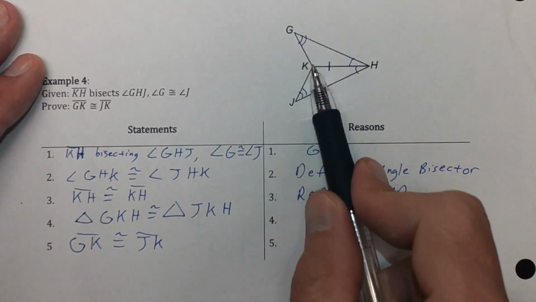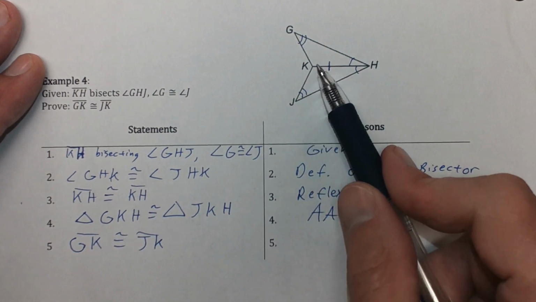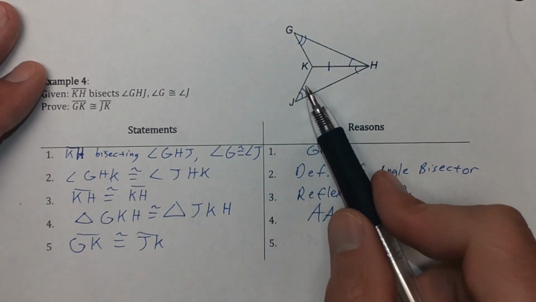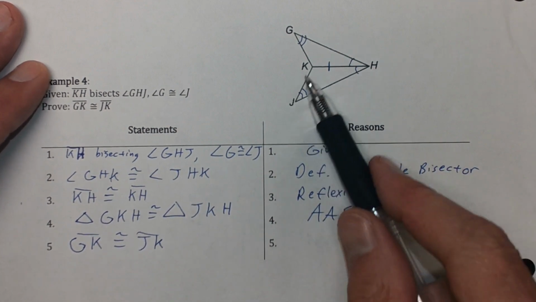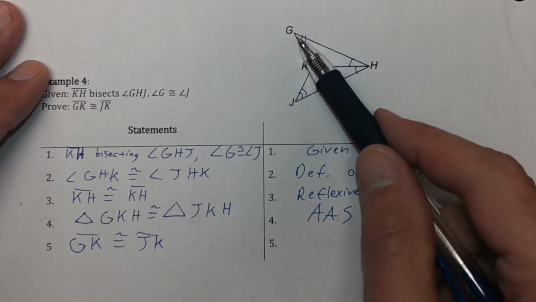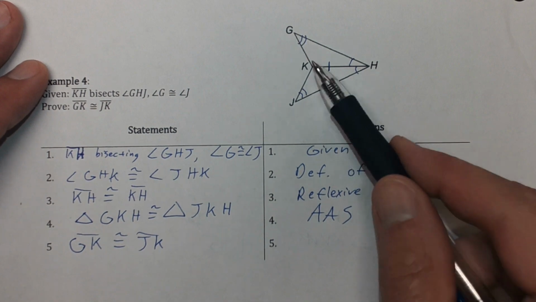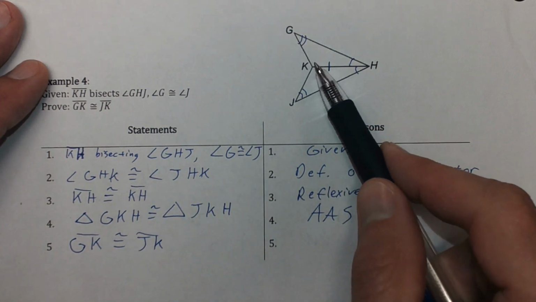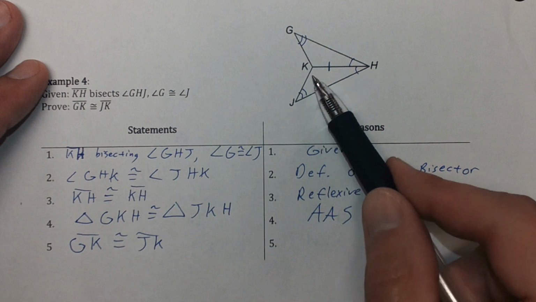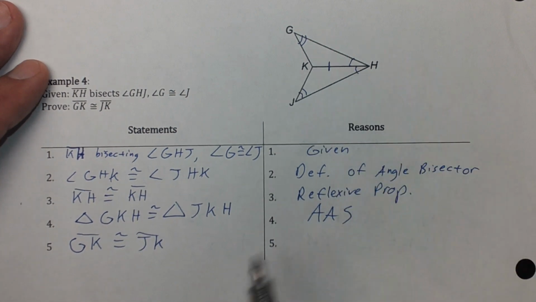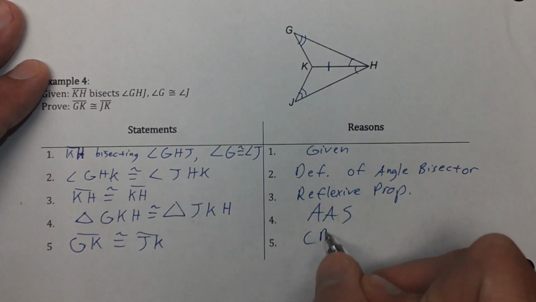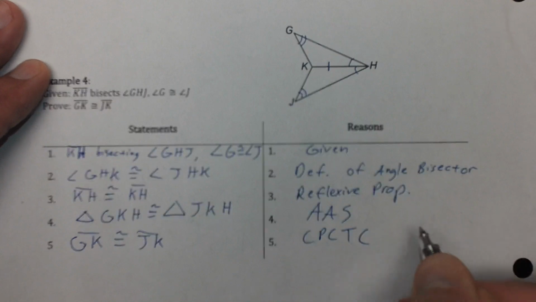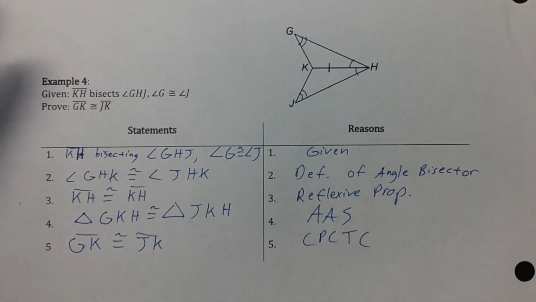Okay, now look at what we're trying to prove. Segment GK is congruent to segment JK. Are those corresponding parts? We've already established these two triangles are congruent, but are these corresponding parts? Well, I'm going from a double arc to no arc, and from a double arc to no arc. So they are indeed corresponding parts. So GK is congruent to JK because corresponding parts of congruent triangles are congruent, or CPCTC.